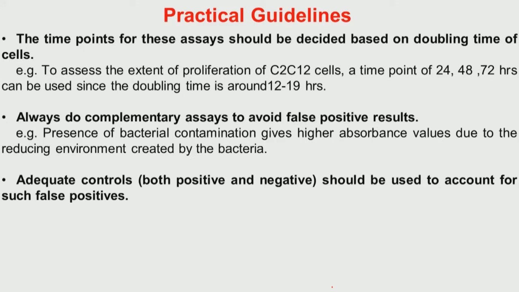Now some practical guidelines, if one does experiments in cell biology, particularly in the context of biomaterials research. The time points of these assays or the culture period should be based on the doubling time of cells. Some doubling times of cells have been mentioned before, but on the basis of doubling time, let us say if one is to study the proliferation of C2C12 mouse myoblast cells, then typical time points of 24, 48, 72 hours are fine, because the doubling time of C2C12 cells is 12 to 19 hours.